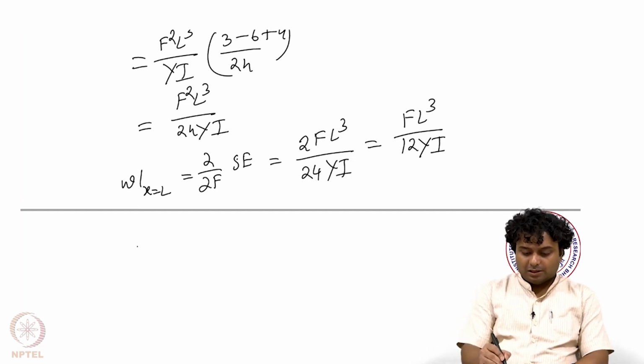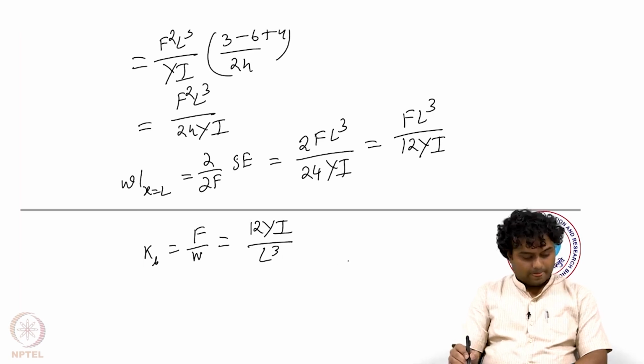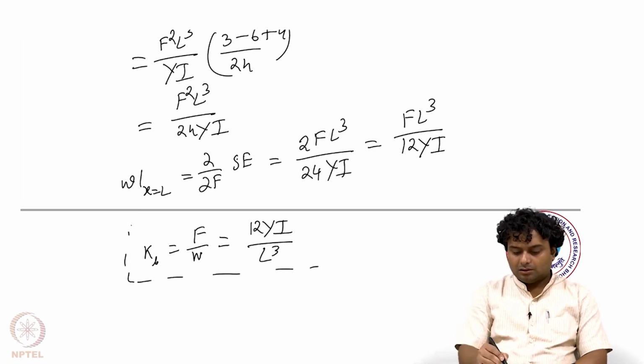So force by deflection, or the stiffness of this guided beam, let us call it KB, or the stiffness of the beam, is equal to F by W equal to 12EI divided by L cube. So this is one of the important relations.